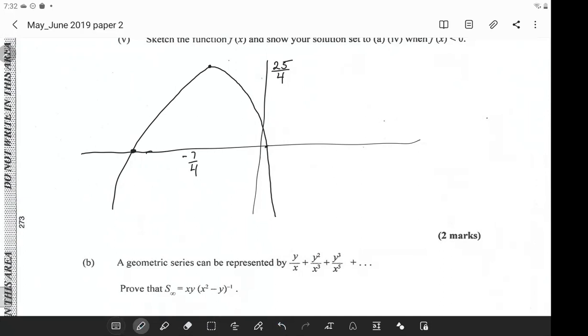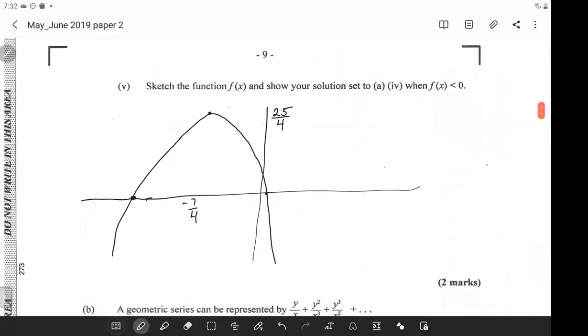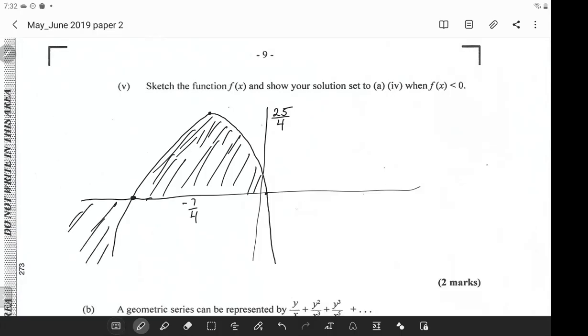Right, and this is our roots. So we want when f of x is bigger than 0. So that's in here. Right, that is above the x-axis. If they wanted where it's negative, that's here and here.